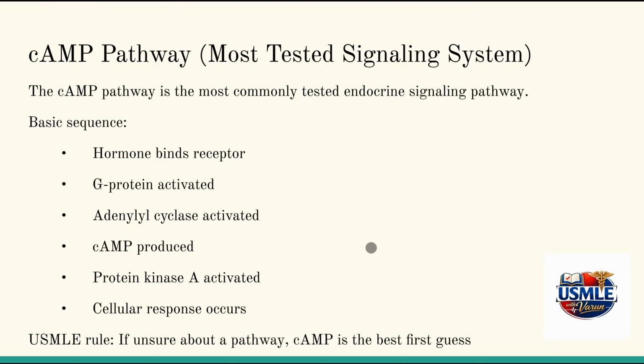If unsure about a pathway, you need to understand that cyclic AMP is often the correct answer. Whenever a question comes on your USMLE or NEET PG, whatever it might be, cyclic AMP is the most tested on any kind of exam. So hormone binds, G protein is activated, adenylyl cyclase is activated, and cyclic AMP is produced. This cyclic AMP then activates protein kinase A, and protein kinase A causes a cellular response. All right.